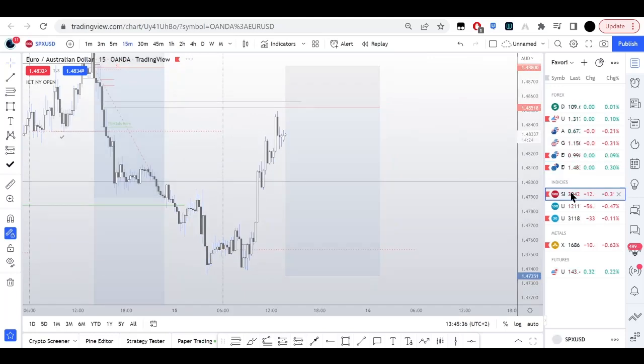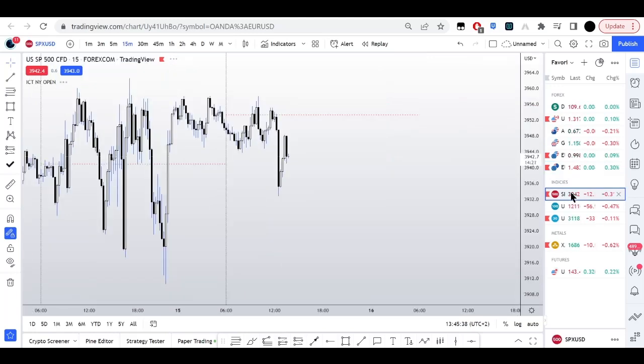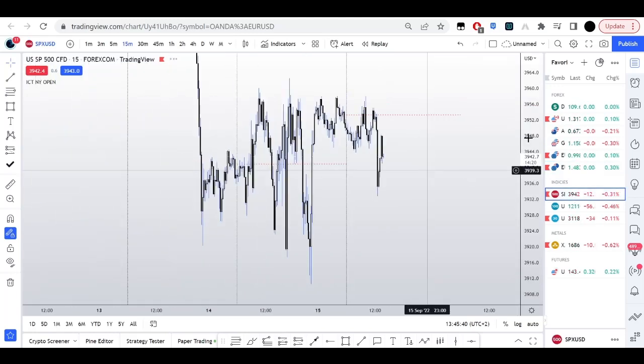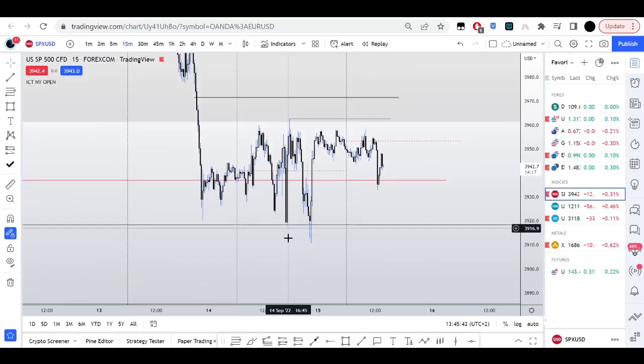S&P, we still kind of ran out sell side liquidity here. We have buy side liquidity. I'm thinking once we run that, we could have a revert lower. Right, so that's what I'm looking for S&P.